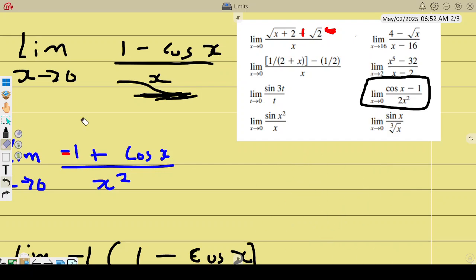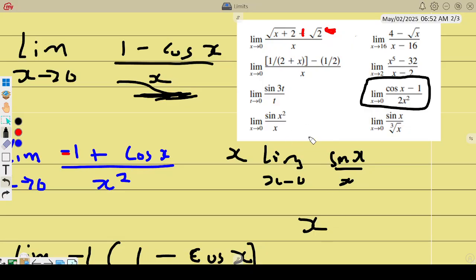For all these, you just have to have a starting point. Here you just factor out 1 x. The x will go outside, and then you're going to have this sine x over x. So the whole lot of this is 1. So the final answer here is 1.